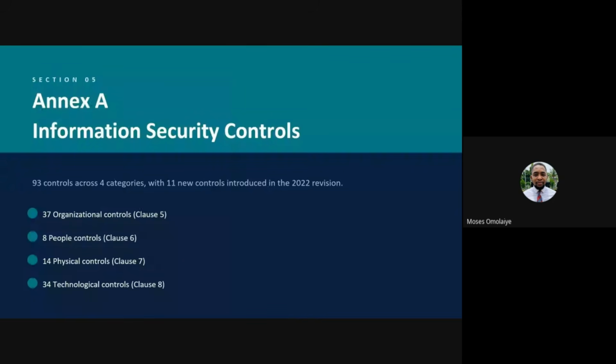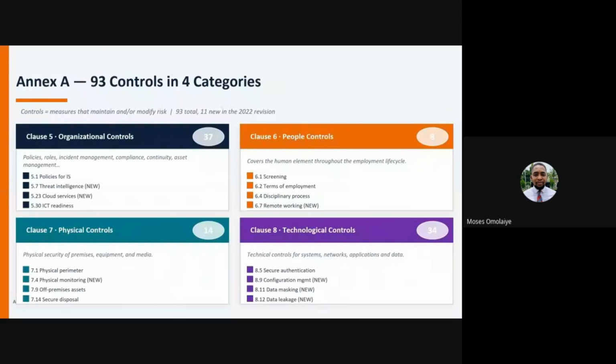So we have organizational controls. So we have in Annex A5, A6, A7, A8. A5 are organizational controls. We have 37 of that. A6 are people controls. We have 8 of that. A7 are physical controls. We have 14 of that. And A8 are technological controls, where we have 34 of that. So these are just some examples of the controls.